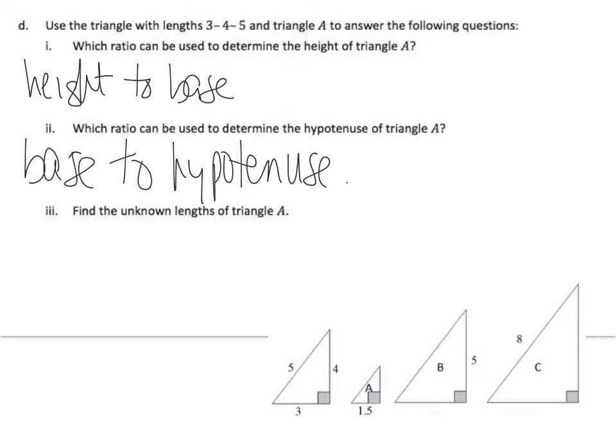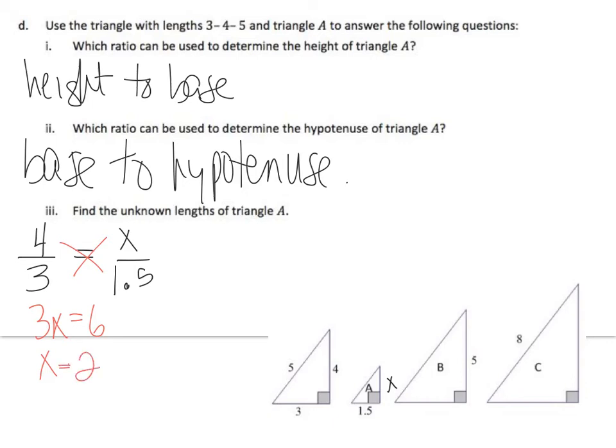Find the unknown lengths of triangle A. So first I can do height to base. 4 to 3 equals, we'll say x to 1.5. I'm labeling that x. Go ahead and cross multiply. 3x equals 6. X equals 2. So I'll go ahead and replace this with a 2.